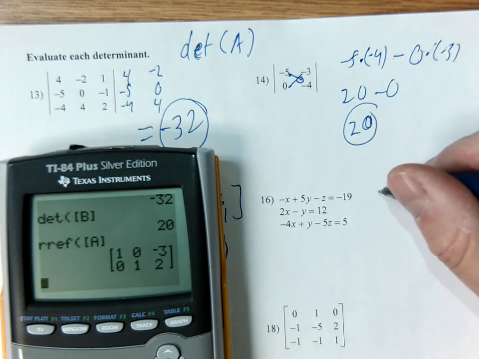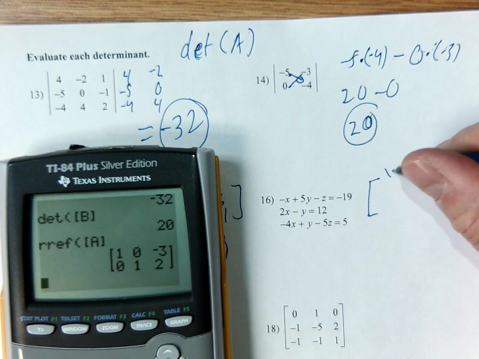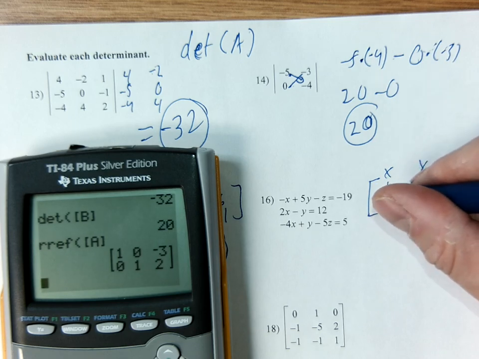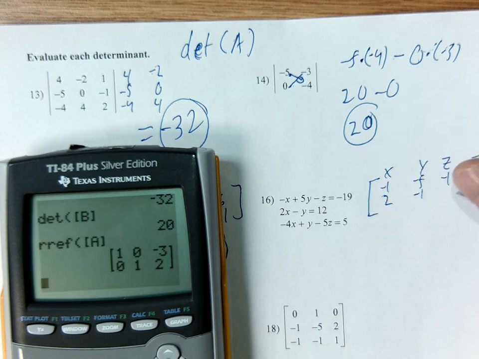So you can also do it by hand if you want, like you did in algebra 1. All right, next one, my augmented matrix. I'm going to do x, y, z, and d equals. So I'm going to have negative 1x, negative 5y, negative 1z, negative 19. I'm going to have 2x, minus 1y, no z, and 12. Negative 4x, 1y, negative 5z, and equals 5.